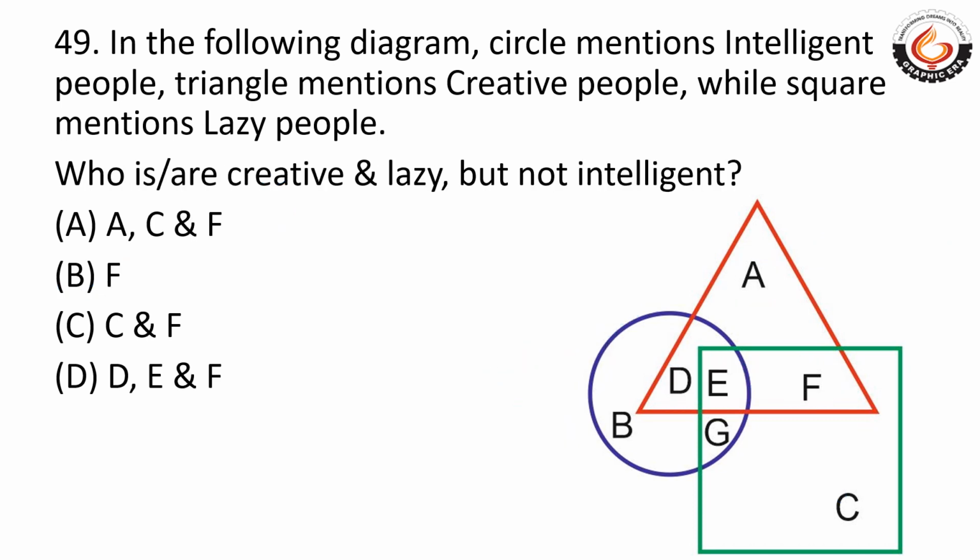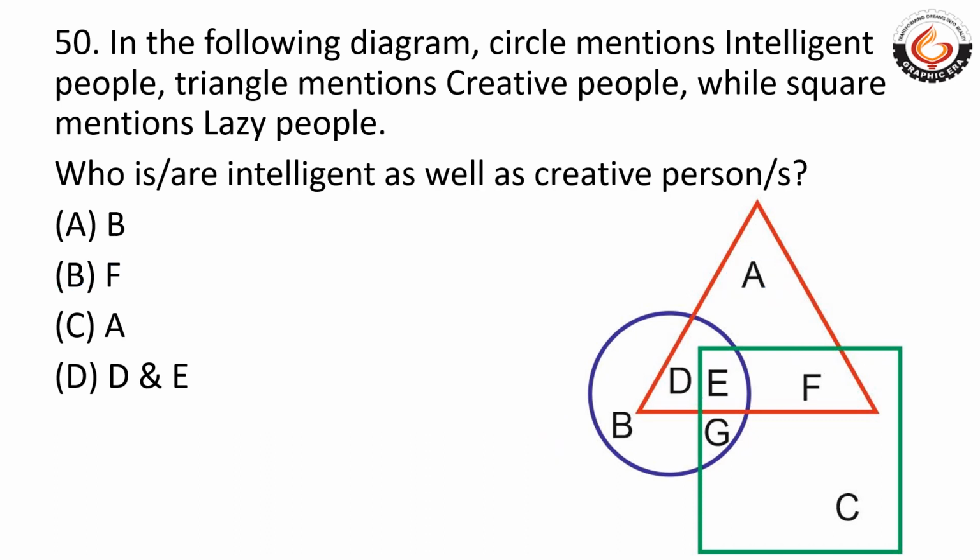Okay, next one. Who is or are creative and lazy but not intelligent? Now here, creative again, A, D, E, F. Lazy, A and D will be eliminated because E and F are lazy. And not intelligent, this circle goes for intelligent people, so E will be eliminated because F is not intelligent. Option F is the correct one.